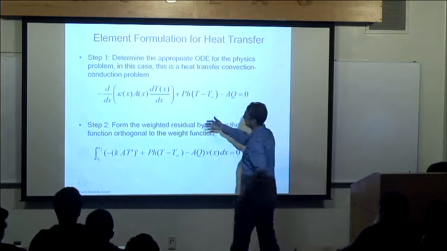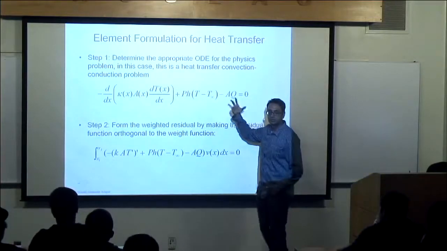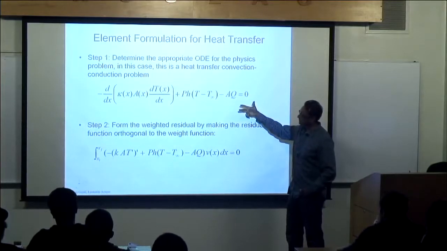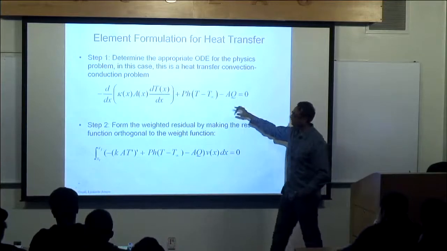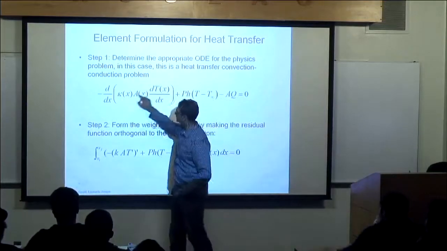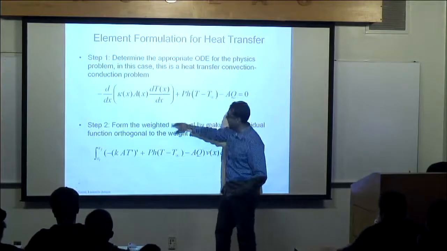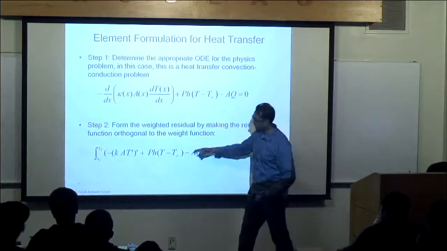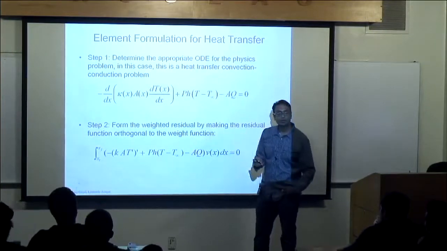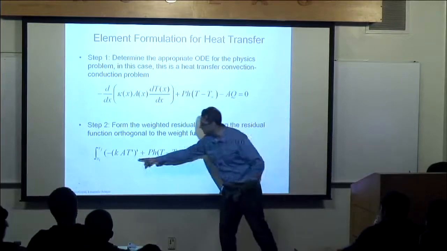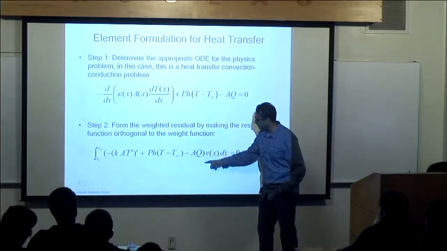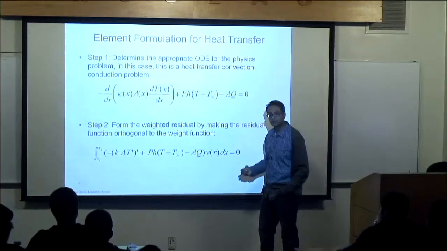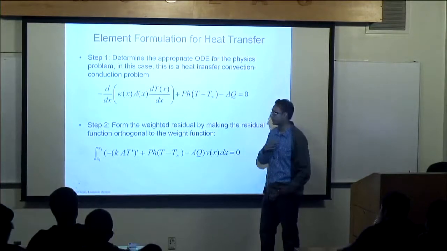First step, you have the appropriate physics, the differential equation that describes the physics. The second step is to form the weighted residual. I made it nicer so I don't have to write d/dx; I made it prime. So this equation right here is exactly what you see there, but in a simpler format. All I did was form the weighted residual. I took the residual function and made it orthogonal to the weight function. Same steps as we've discussed to form the weak form.